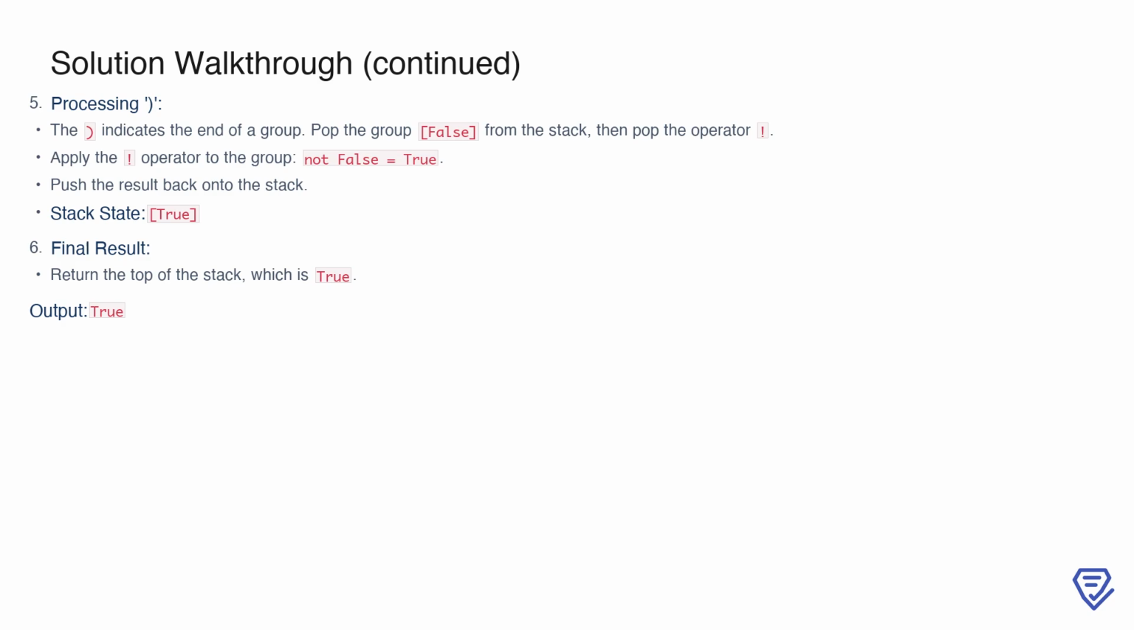Then, we also pop the ! operator from the stack. The operator is applied to the group [false], which means we evaluate not false, resulting in true. This result is then pushed back onto the stack. At the end of the evaluation, the stack contains a single value, true. Finally, we return the top of the stack as the result of the expression, which is true.